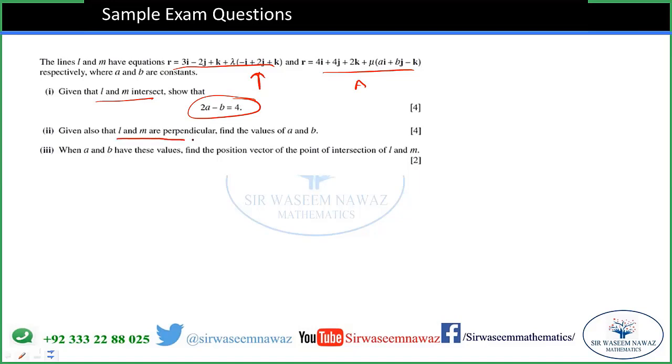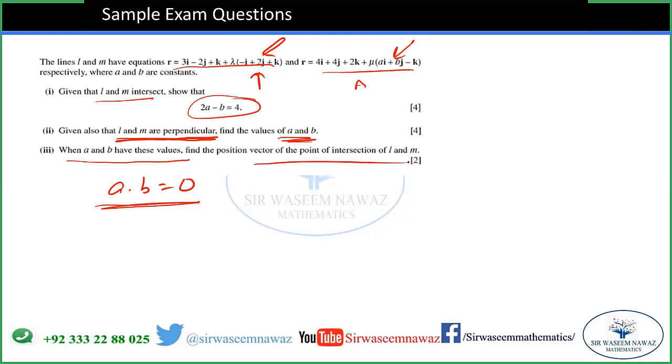Given also that L and M are perpendicular, when they are perpendicular, a dot b must be equal to 0. Just take the direction vector of this line and the direction vector of this line, and the dot product must be 0, and find the values of a and b. Similarly, when a and b have these values, find the position vector of the point of intersection.